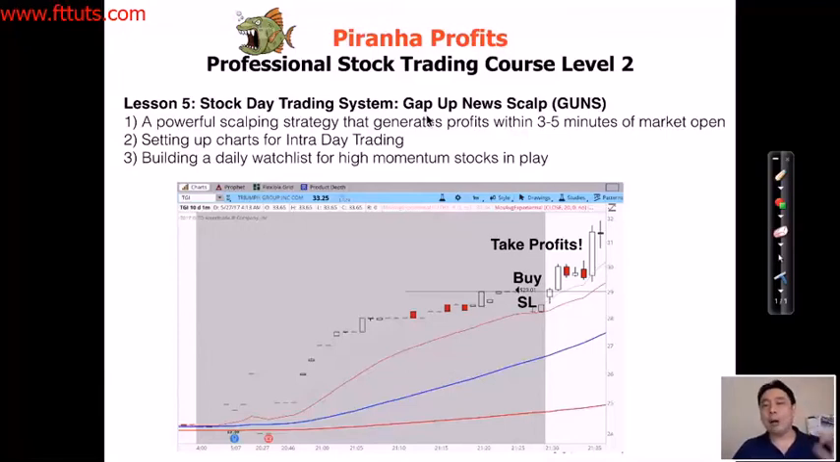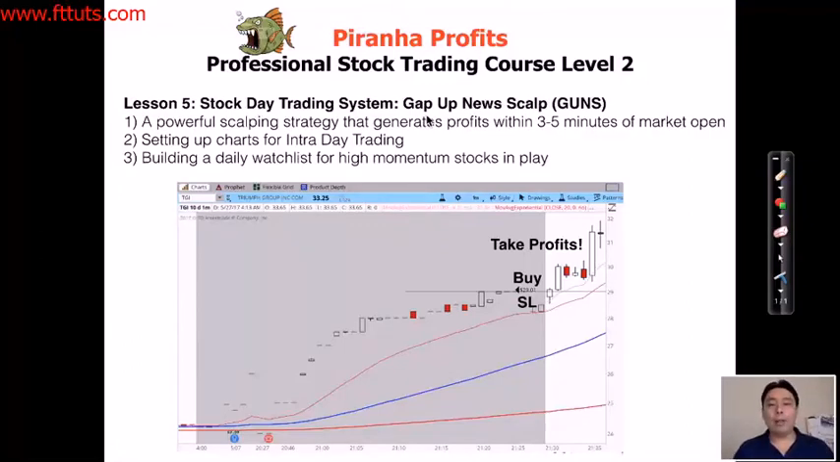I'll teach you exactly how to enter the stock the moment the market opens and exit within a few minutes. In fact, the average trade lasts for 3 to 5 minutes. You're in and out in 3 to 5 minutes. So just like a gunslinger, you bang, bang, bang, take the profits and you run every single day, okay?